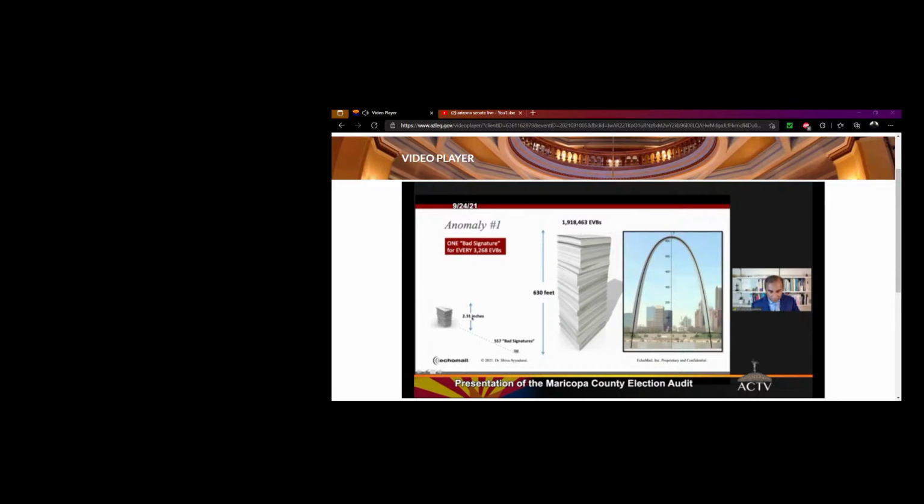So if you think about 1,918,463 early voting ballots, the unique ones that Maricopa said they got, and each paper is 0.1 millimeter thick, if you were to stack them up, you would get 630 feet. That's the size, believe it or not, of the St. Louis Arch. When you stack them up, you get 600 feet. Compared to that, the bad signatures would be only about 2.31 inches. So just to give you a pictorial understanding, a very, very low percentage was considered bad. To be specific, 0.0306% of all EVB return envelopes were deemed bad signatures.